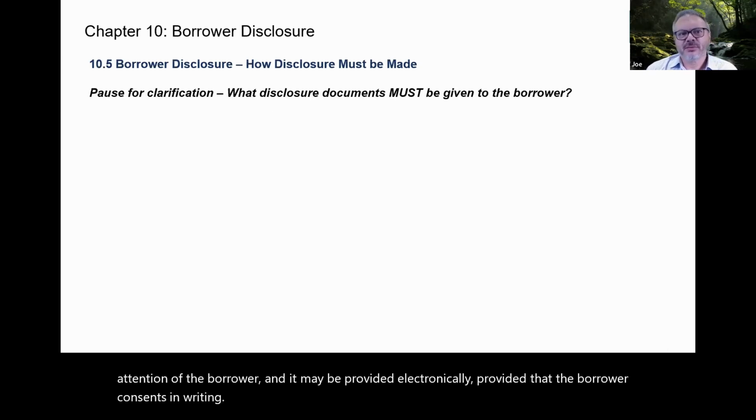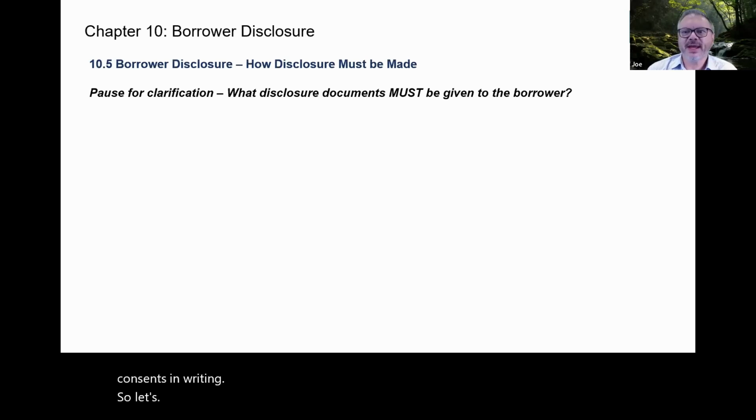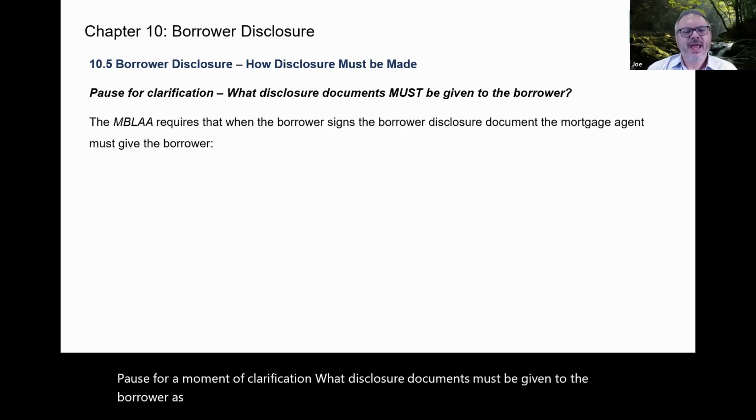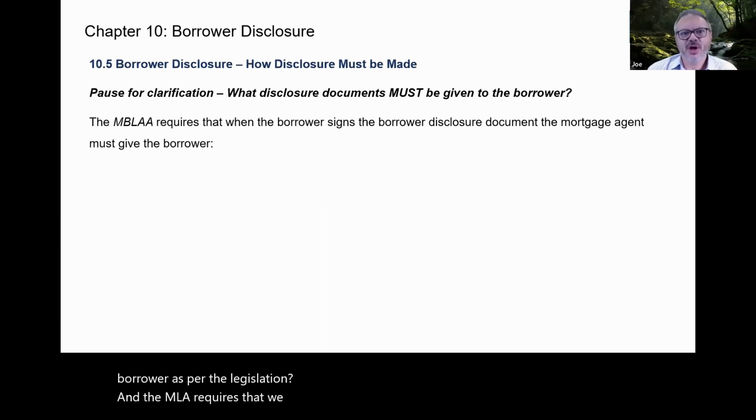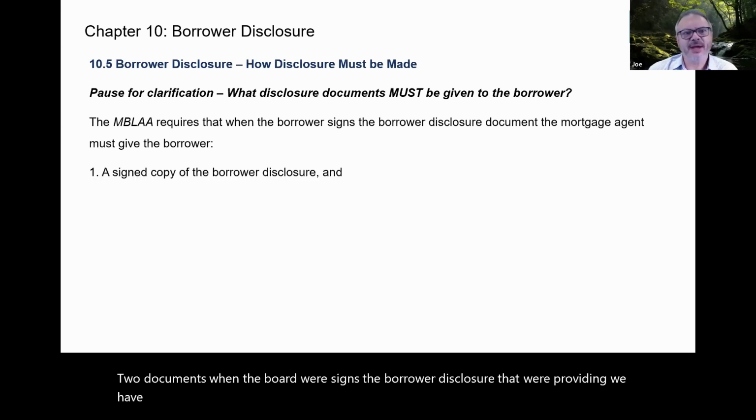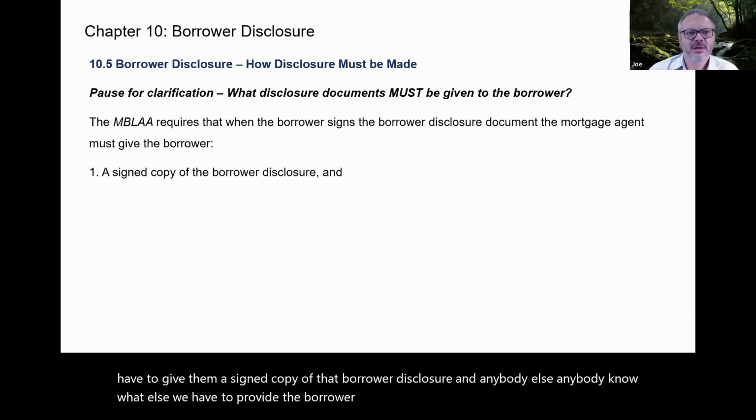So let's pause for a moment of clarification. What disclosure documents must be given to the borrower as per the legislation? And the MBLAA requires that we provide 2 documents. When the borrower signs the borrower disclosure that we're providing, we have to give them a signed copy of that borrower disclosure. And anybody know what else we have to provide the borrower in addition to the signed copy of the borrower disclosure?